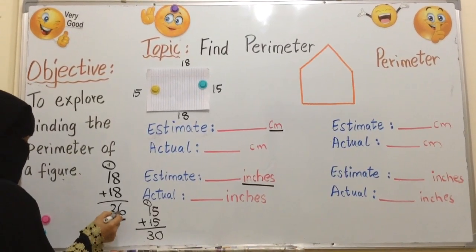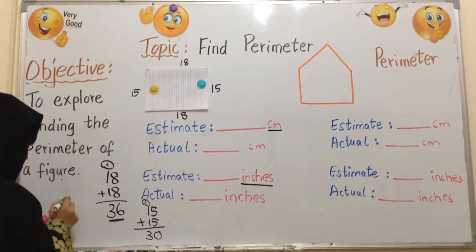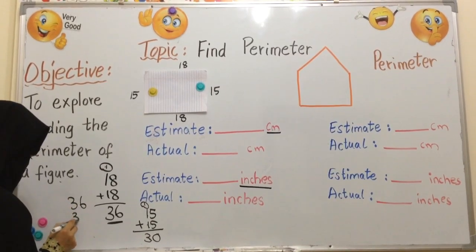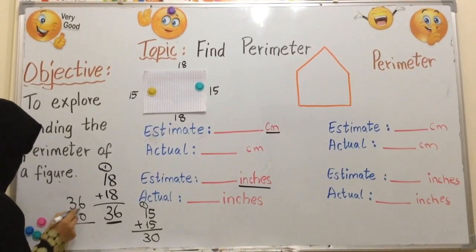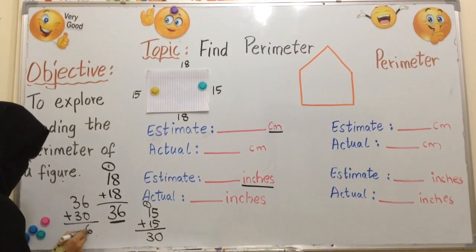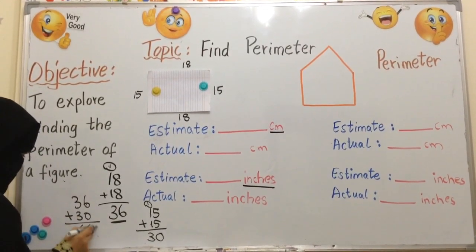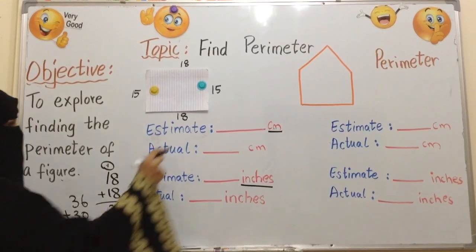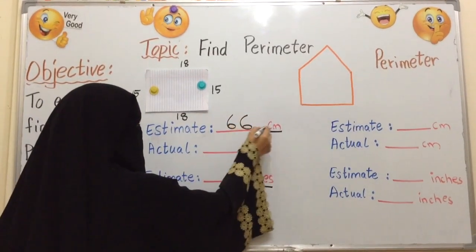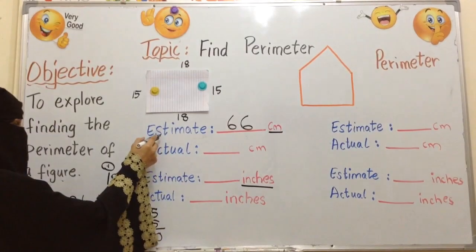That means I have to do 36 plus 30. Let's do it here. 36 plus 30. 6 plus 0 is 6. 3 plus 3 is 6. So your perimeter is 66 centimeters, which is the estimate.